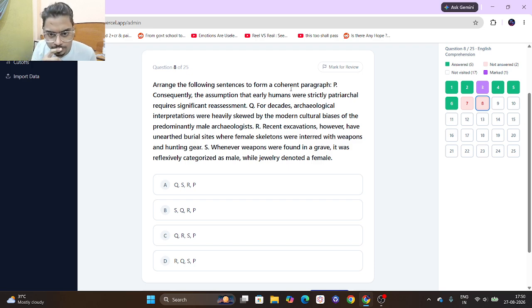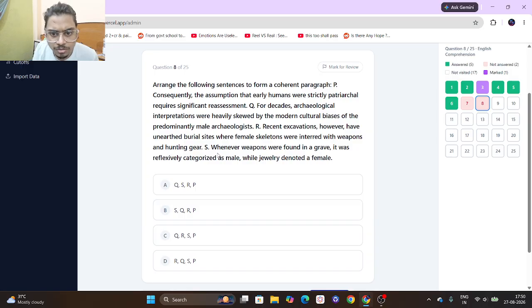Whenever weapons were found in a grave, it was reflexively categorized as male, while jewelry denoted a female. So for decades, archaeological interpretation was heavily skewed by the modern cultural bias of the predominantly male researchers. Recent excavations, however, unearthed burial sites.